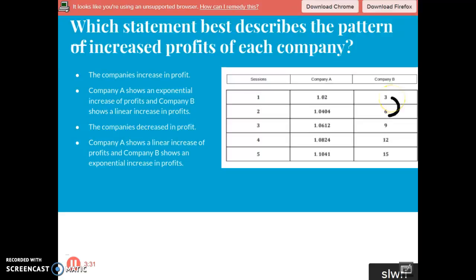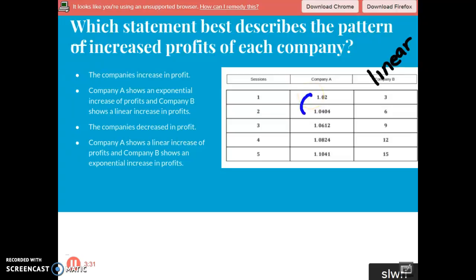Well, from here to here is a plus of 3, because 3 plus 3 is 6. From 6 to 9 is a plus of 3. From 9 to 12 is a plus of 3. And 12 plus 3 is 15. So because we have a common difference and not a common ratio, this is a linear increase. So now let's describe this increase.